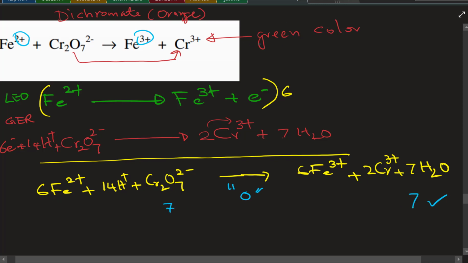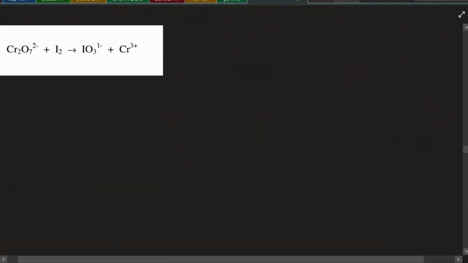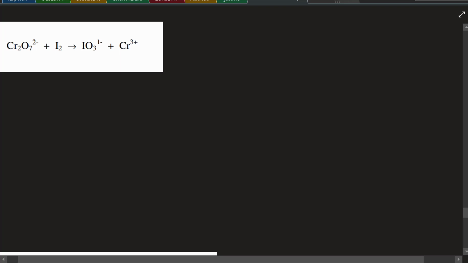Your right has 7 water, 7 oxygens. Your left has 7 oxygens. Voila, everything is good. So slow down the video or stop the video and do it by yourself, every step. So then you will be fine. What I'm practicing are the most common ones, right? So this is another one.